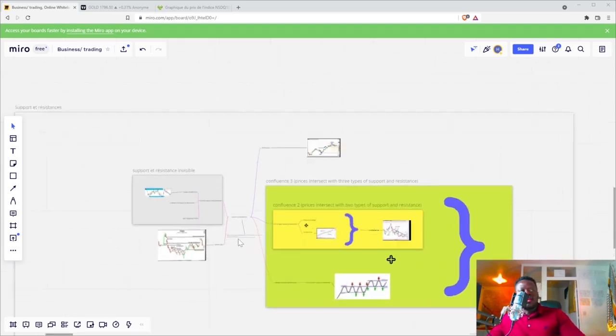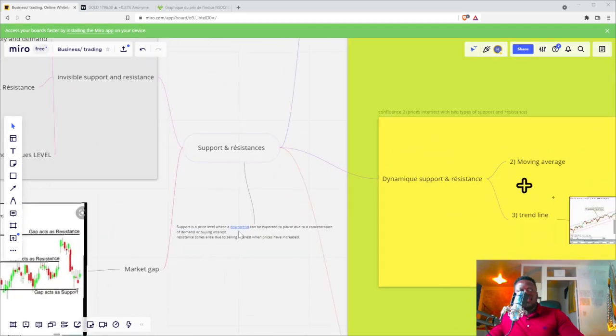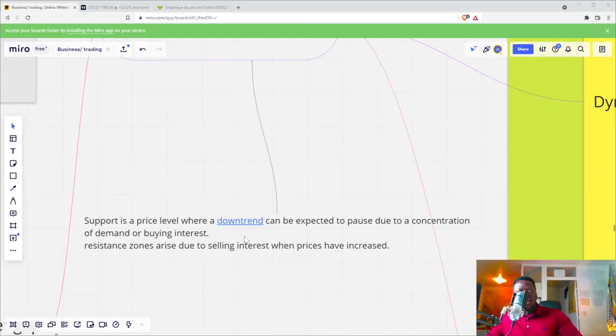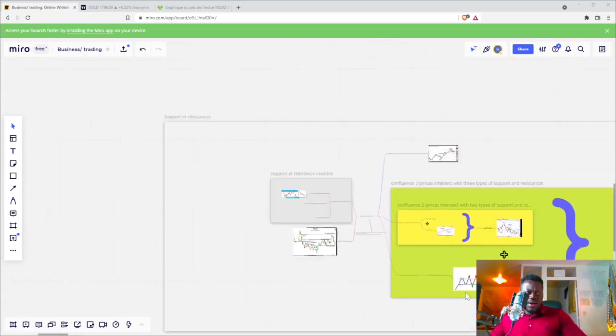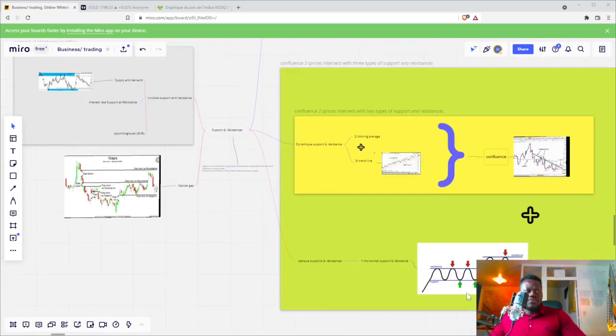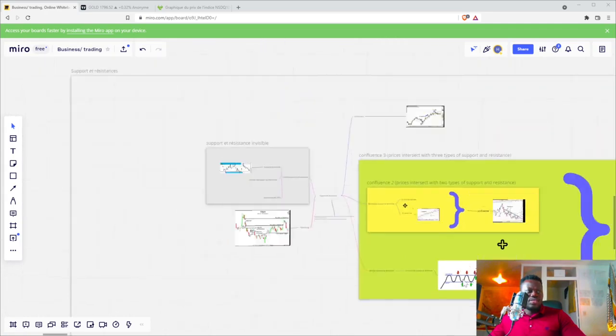To start, let's give some kind of definition for support and resistance level. Support is a price level where a downtrend can be expected to pause due to the concentration of demand or buying interest. A resistance zone arises due to the selling interest when price has increased. As you can see, you have different kinds of support and resistance.